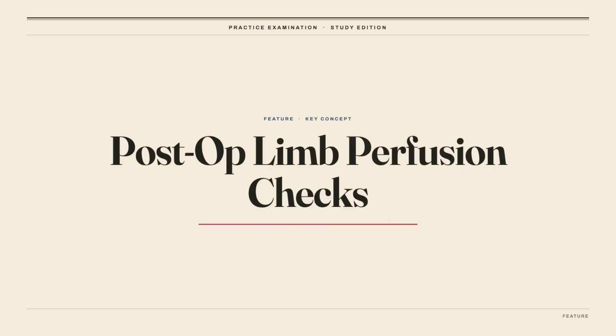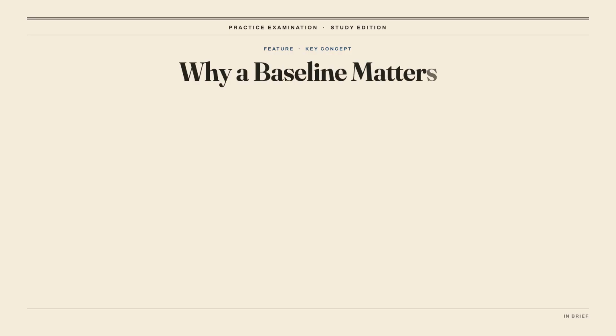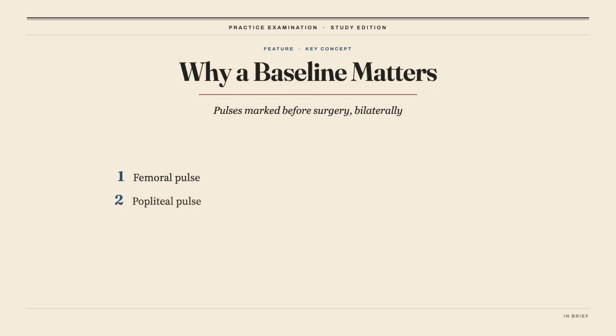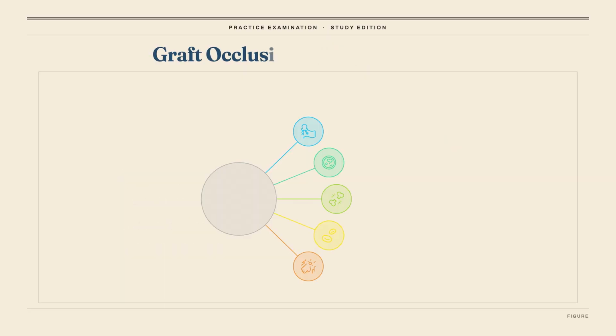After abdominal aortic aneurysm repair, the single most important assessment happens at the foot of the bed, comparing one leg against the other. Preoperative nursing marks the femoral, popliteal, dorsalis pedis, and posterior tibial pulses on both legs. Without that baseline, a weak pulse after surgery is impossible to interpret.